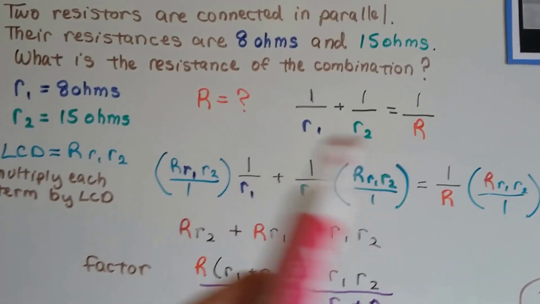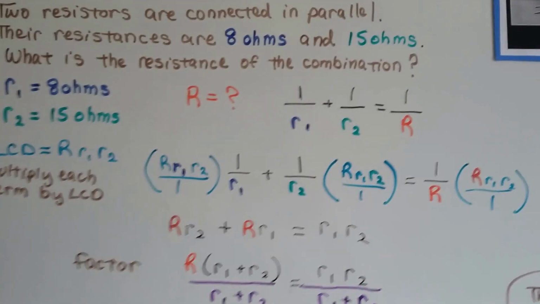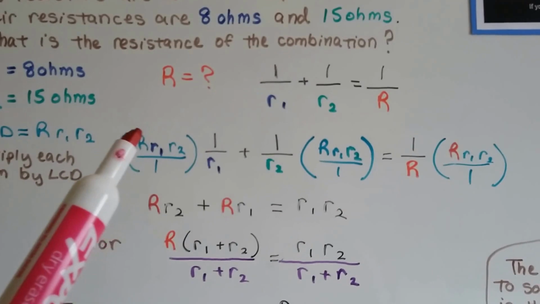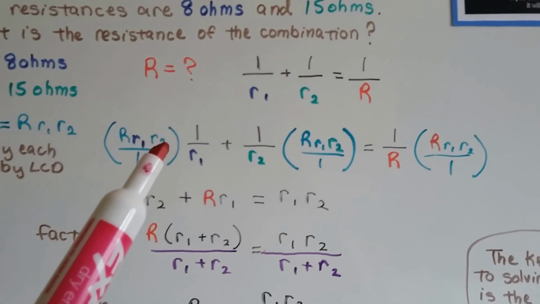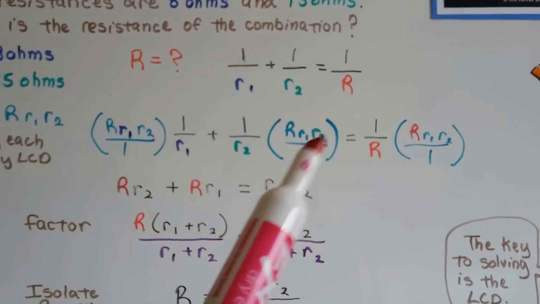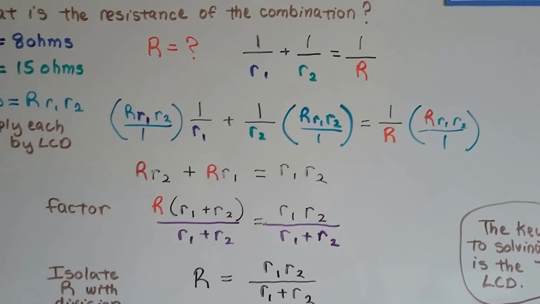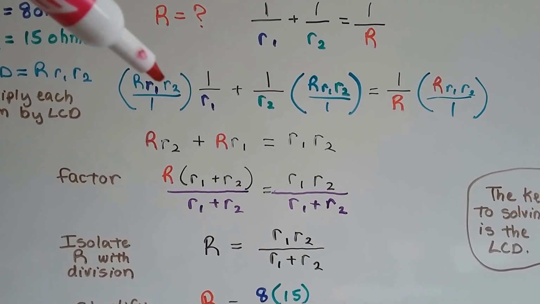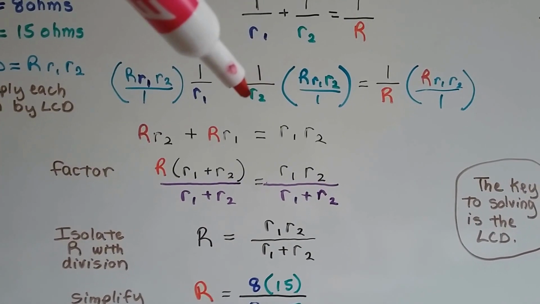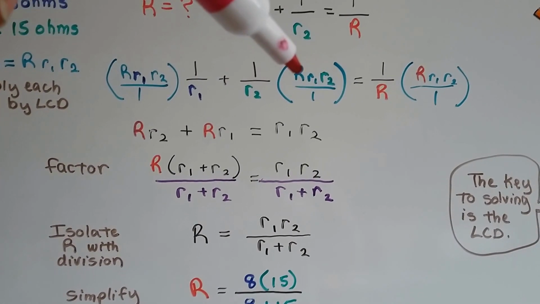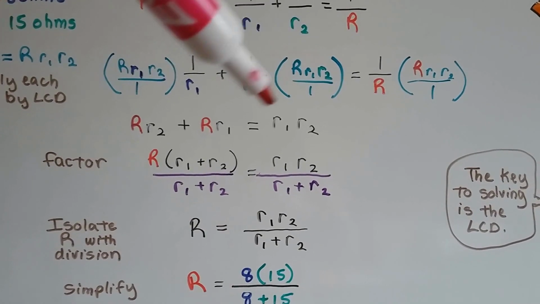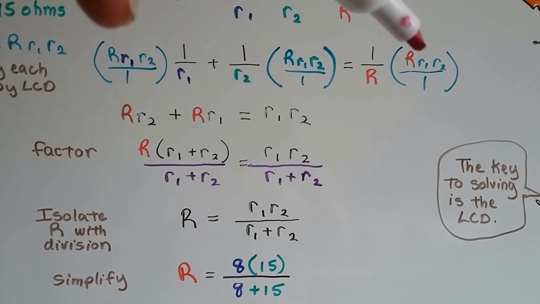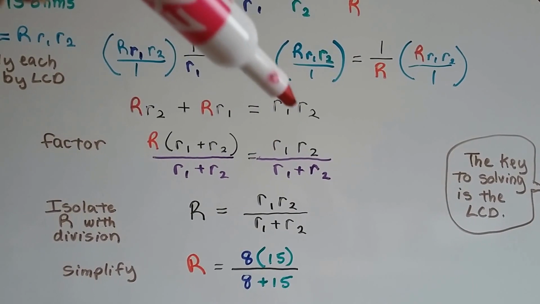We need to find a common denominator. We can't just add or subtract them if they don't have a common denominator. So we've got as our LCD the same thing, R sub 1, R sub 2. And we multiply each term again by that LCD. This r sub 1 and that r sub 1 cancel each other out, so all we're left with is the capital R and r sub 2 here. This r sub 2 cancels out with that r sub 2, so all we're left with is the capital R times the r sub 1 for here. And that capital R cancels out that capital R as a 1, so all we're left with is r sub 1, r sub 2 on this side, okay?